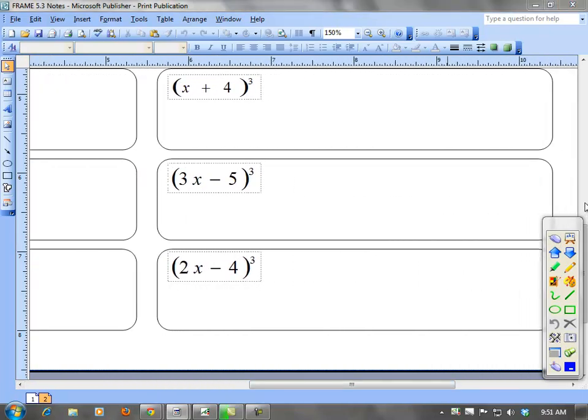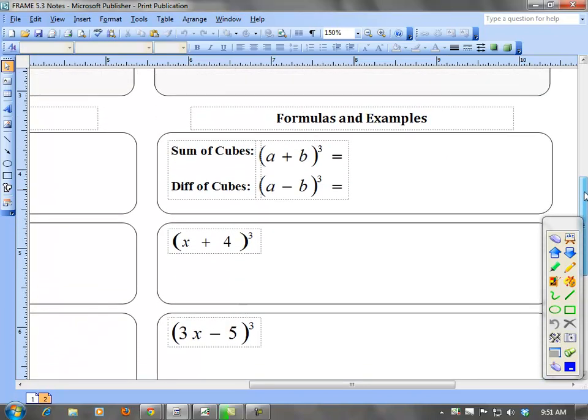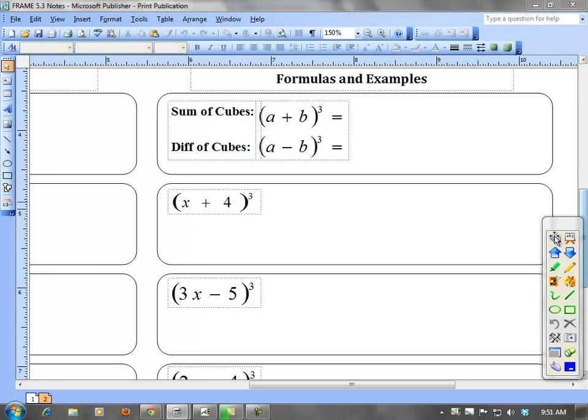Your book gives you formulas. Now, I'm not a huge fan of formulas, but I want you to write it down so you have it, and then I want to show you how it works. This idea of a cubed basically means that there are 3 of these x plus 4. So you have x plus 4 times an x plus 4 times an x plus 4.